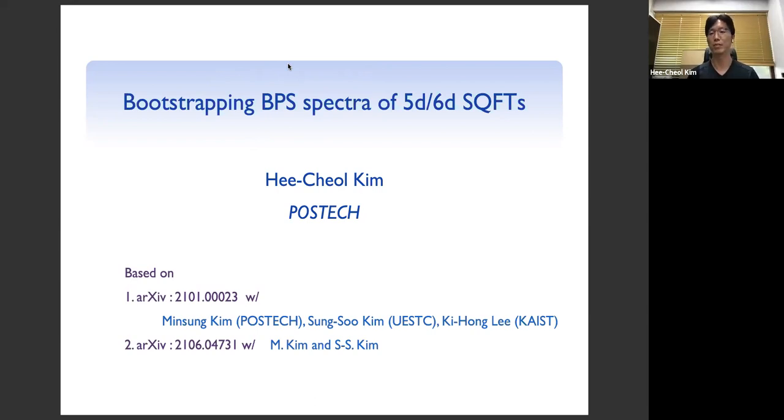Bootstrapping BPS spectra of 5D, 6D SQFTs. This talk is based on the following two papers with my student Min-Sung Kim and Sung-Soo Kim at UESTC and Gi-Young Lee at KAIST. In the first paper, we discussed the improvement of the blowup approach for arbitrary 5D, 6D SQFTs. And in the second paper, we studied a new blowup formalism for Wilson loop operators in these theories.